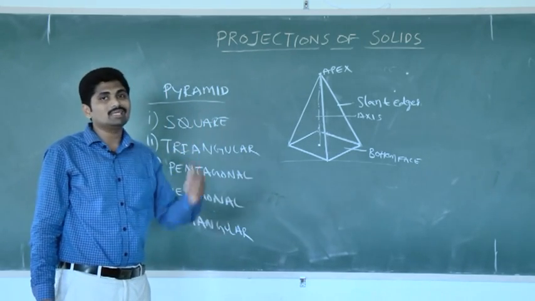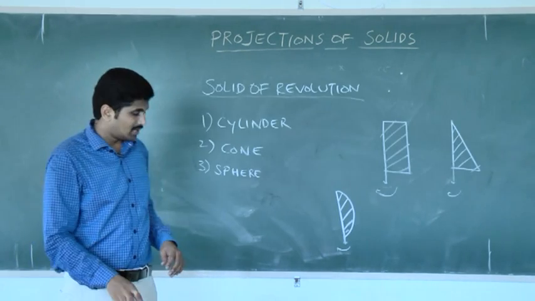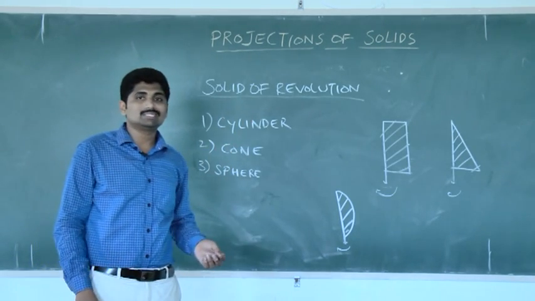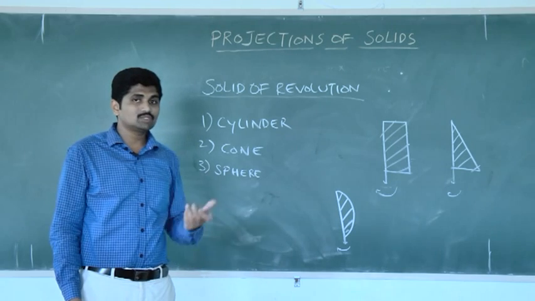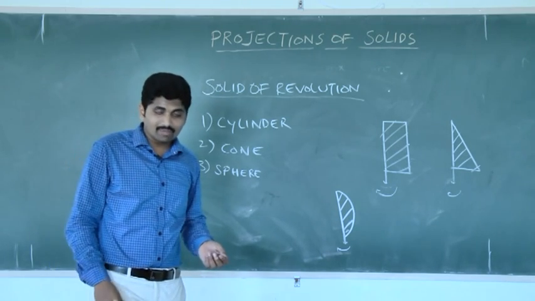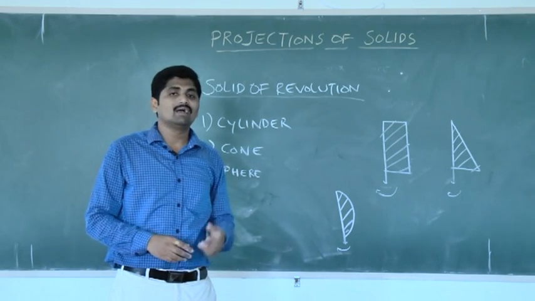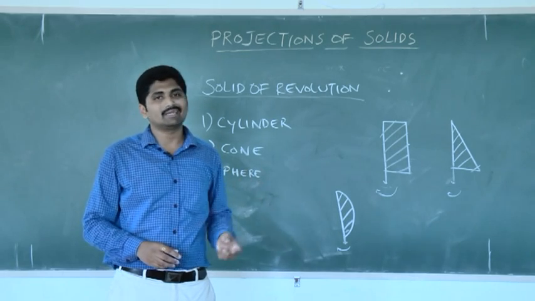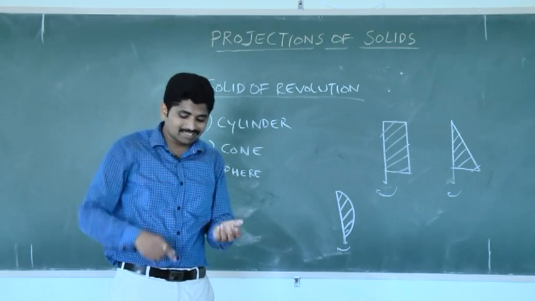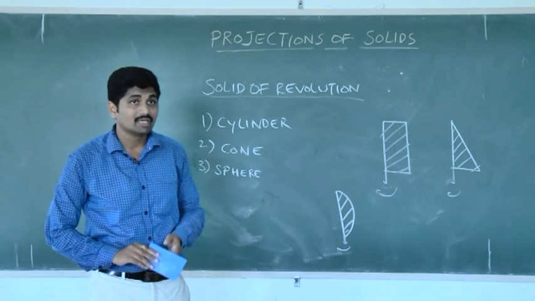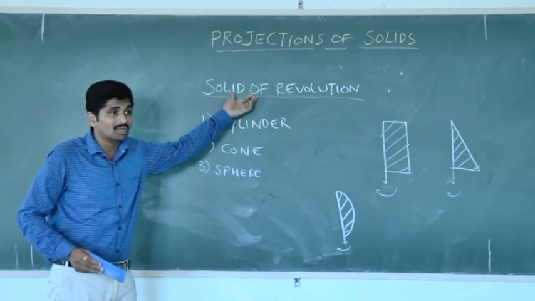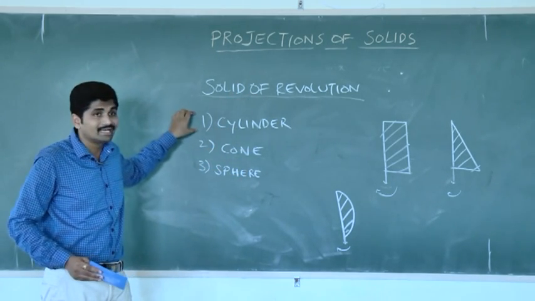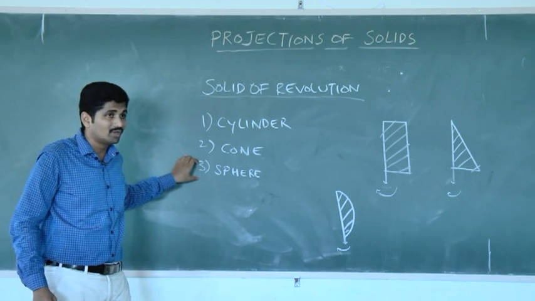After that, we go for the solid of revolution. Another type of solid is the solid of revolution. What is a solid of revolution? It means a plane figure like a rectangle, a triangle or a semicircle revolves about its own axis. These are the types of solid of revolution. The first one is the cylinder, the second is the cone and the third is the sphere.